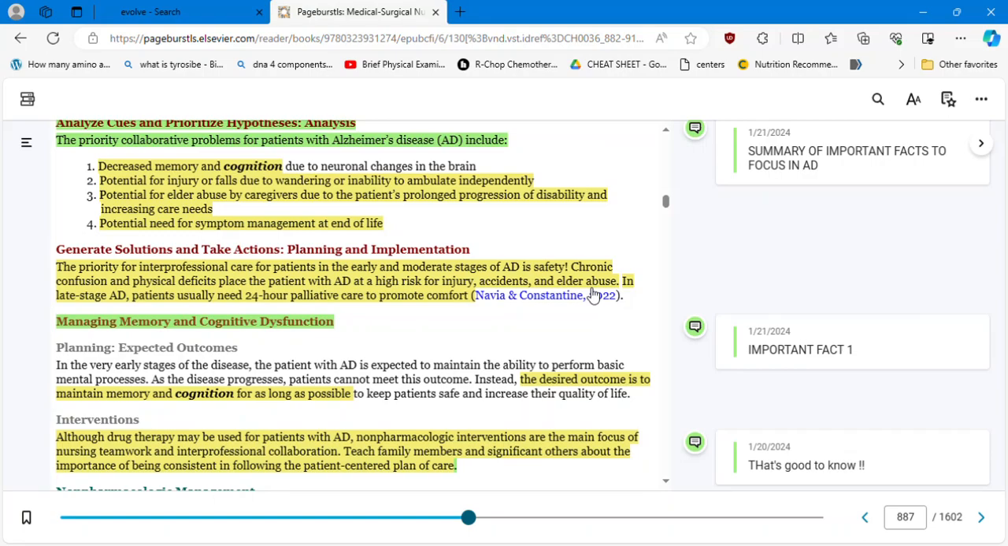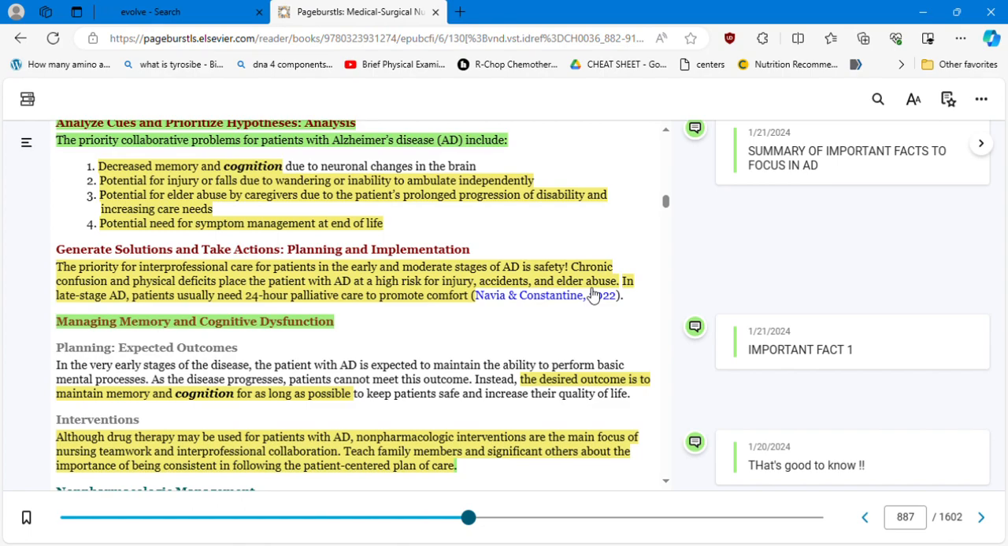Hello students, welcome to part 2 in this chapter named Concepts of Care for Patients with Problems in the Nervous System, especially the brain, and we are covering part 2 of Alzheimer disease.